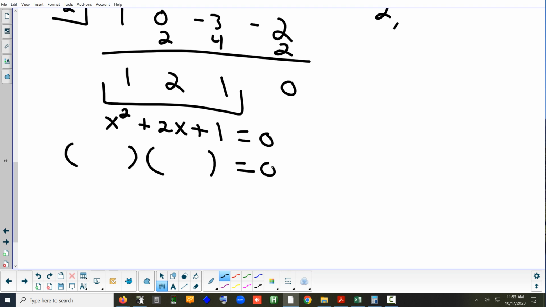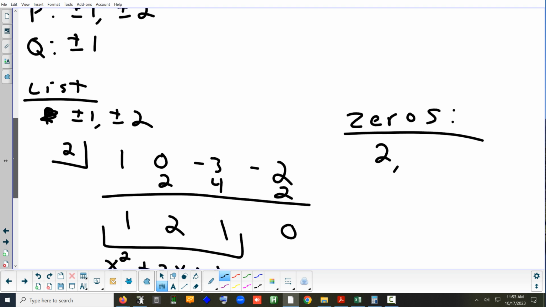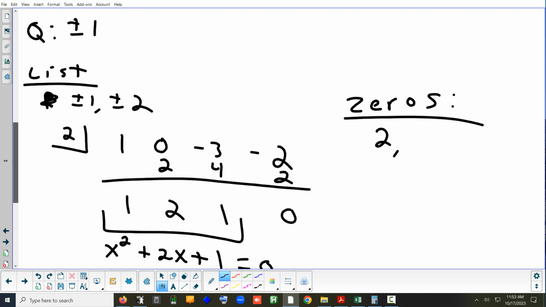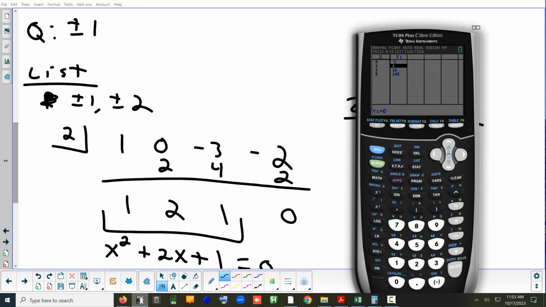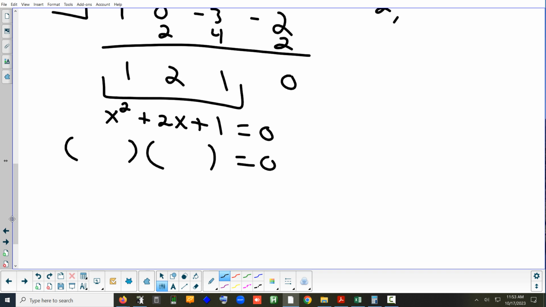Why did we use 2 like that when doing synthetic division? Because 2 was one of the roots on the graphing calculator when we did that. You could have used -1 too. It wouldn't have mattered. Both of them would have worked. Now, how does this factor?